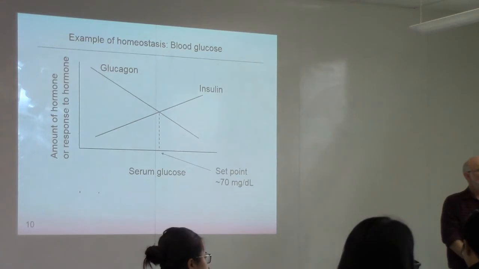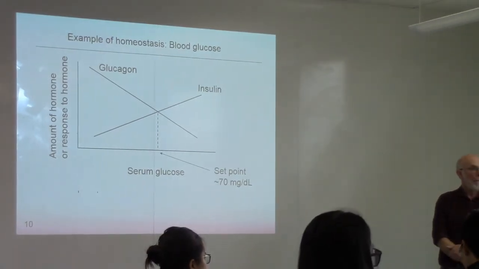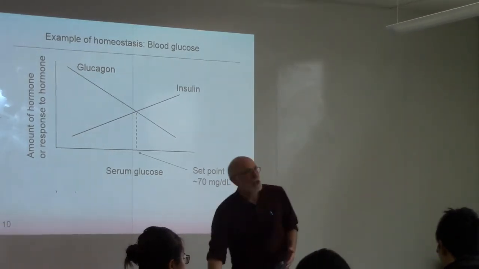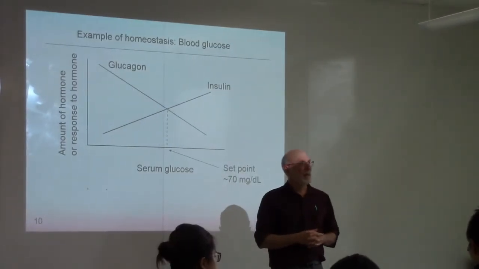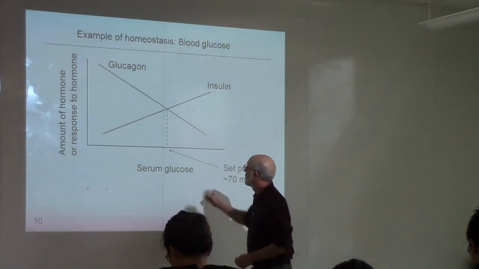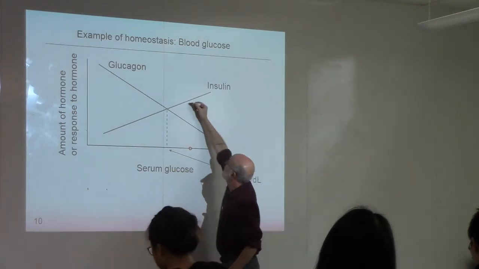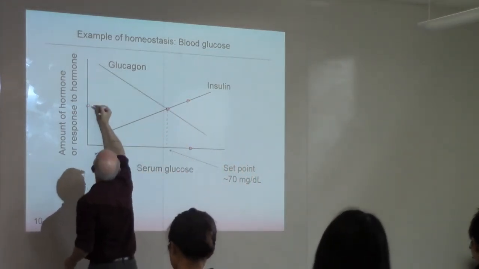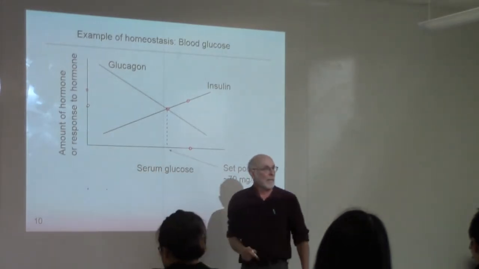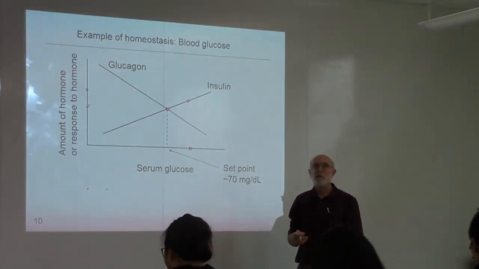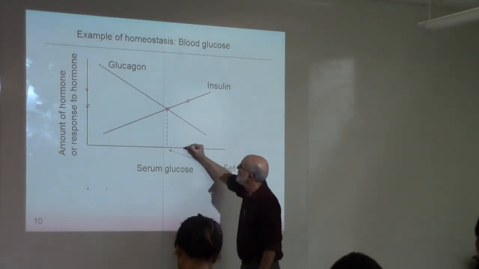I'm just kind of confused about, so if the serum glucose goes up, insulin goes up, but that means you decrease the power of insulin? No. So by power, I just mean amount. So if serum glucose goes up, the amount of insulin went up from here to here. That increase in the amount of insulin then causes the serum glucose to come down.